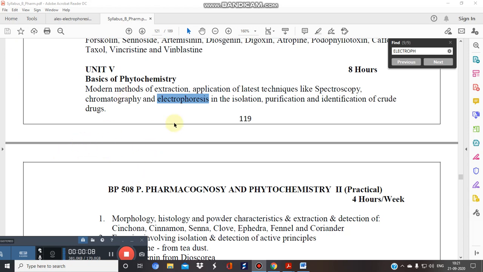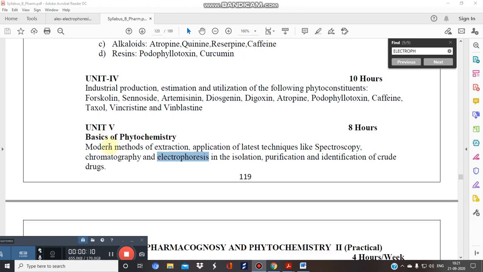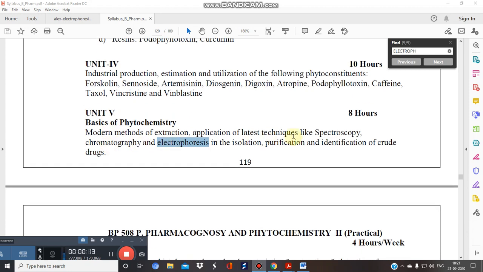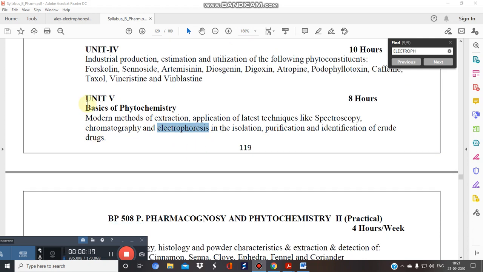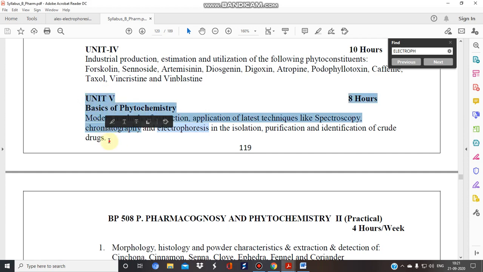So in this video tutorial we are going to see an important isolation and purification method, that is electrophoresis. We are now very near to unit number 5, and in this video we are going to cover this unit, as we have already covered some of the important aspects in unit number 5, like spectroscopic analysis.